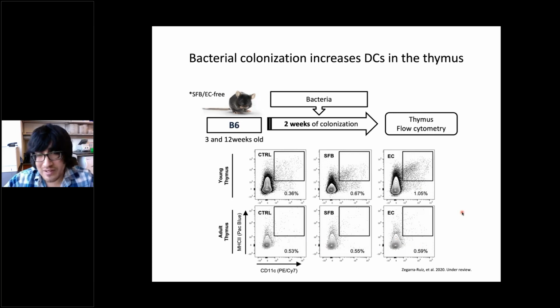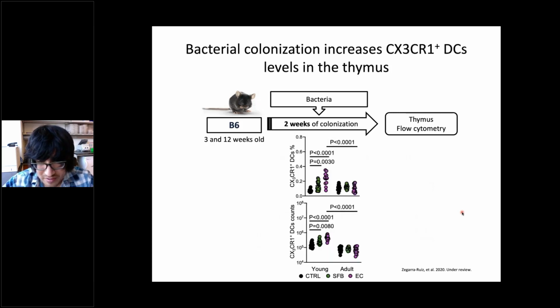Then, to understand exactly what dendritic cell subset was responsible for this increase, we looked into the two main dendritic cell subsets from the gut, which are CX3CR1 positive dendritic cells and CD103 conventional dendritic cells. Here I'm showing mainly the CX3CR1 positive cells, and we see clearly that in frequencies and numbers, the CX3CR1 dendritic cells are the ones being enriched in young mice, but this enrichment doesn't happen in adult mice. I'm not showing it here, but there's no change in CD103 dendritic cells in the thymus.